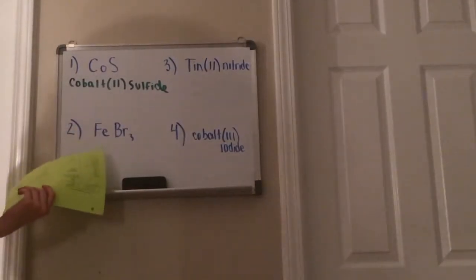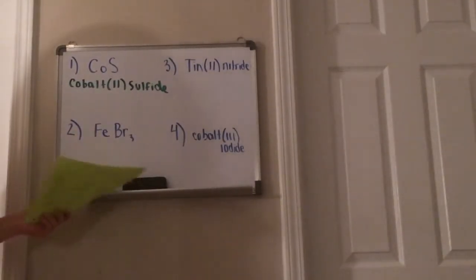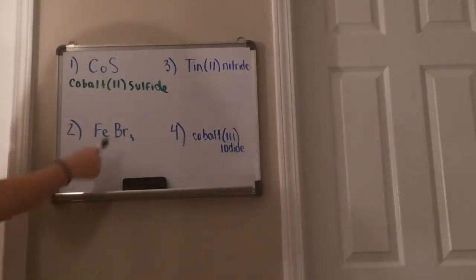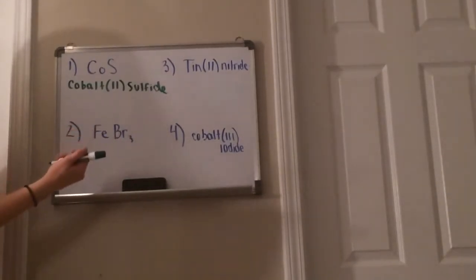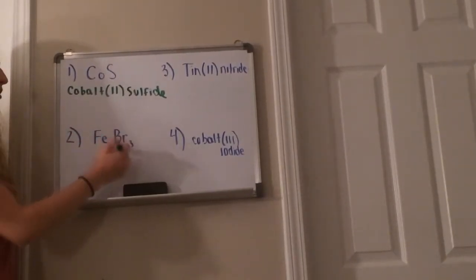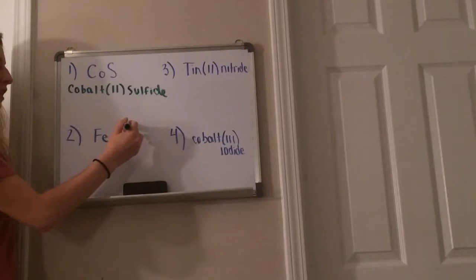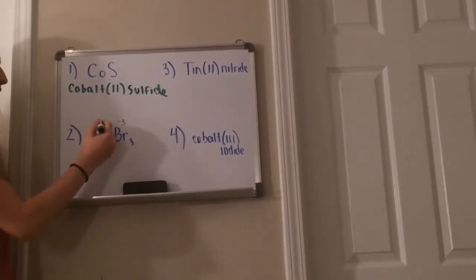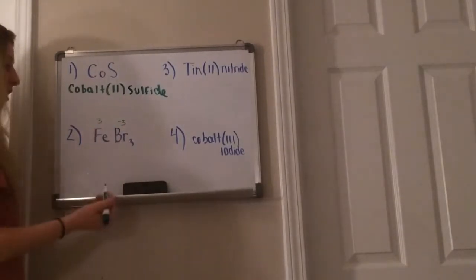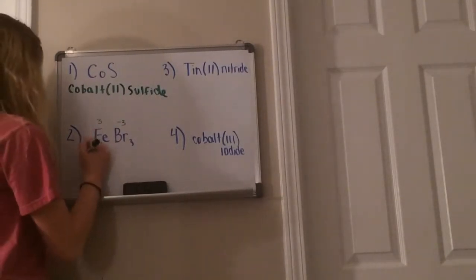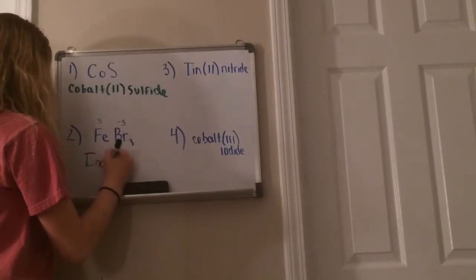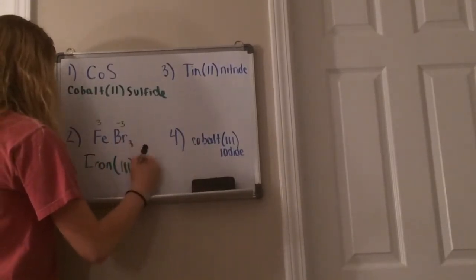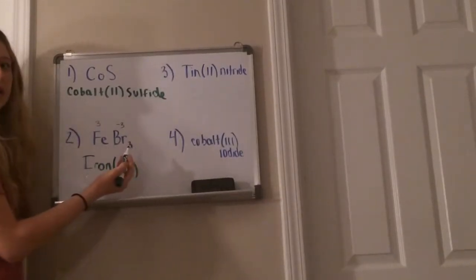Now let's move on to the second example, FeBr3. Again, Fe is a transition metal, so we don't know its exact charge, but we know that Br has a charge of -1. And since there are 3 of them, this is going to equal a charge of -3. To balance out the Fe, we're going to need a charge of +3. So we're going to write it, and it's going to be iron, in parentheses, the Roman numeral 3, because it needs to have a charge of 3, and then bromine.